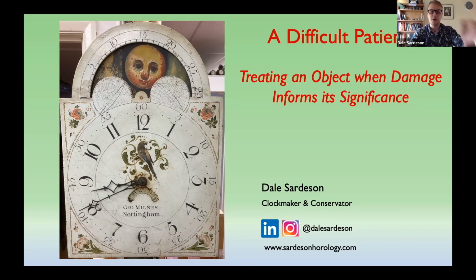So the clock I'm going to talk about today is this one pictured here. You can see it's signed for George Milnes of Nottingham. According to the owner, who lives in Sussex, this clock has been in his family since it was first made, when his ancestors were Nottinghamshire farmers. And this link to the family past is a big part of its significance. However, what is also of interest is that this clock was in his grandparents' house in London during the Blitz, and the house was destroyed in the bombing.